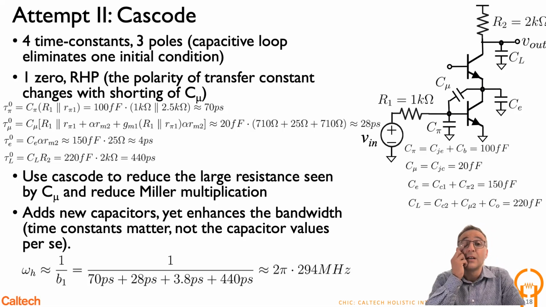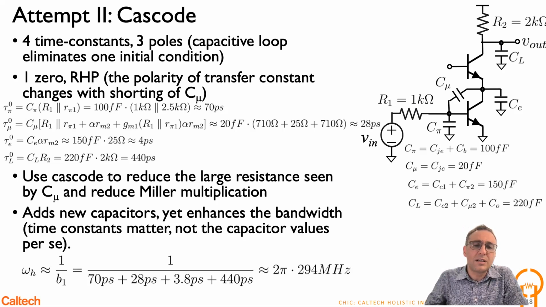So you have 3 poles. And then how many zeros? Again, you see there's still only 1 capacitor, C mu, shorting of which results in a non-zero output. And you see that the polarity is also flipped. As a result, you have a right half plane zero.